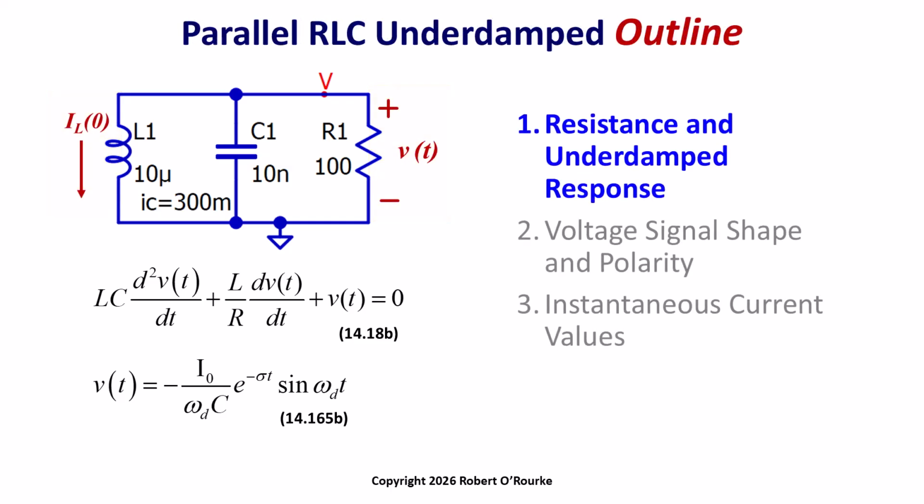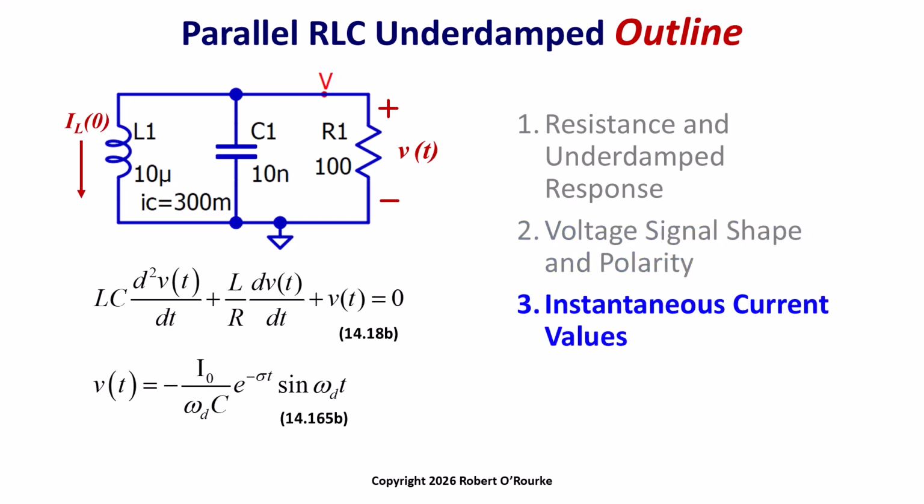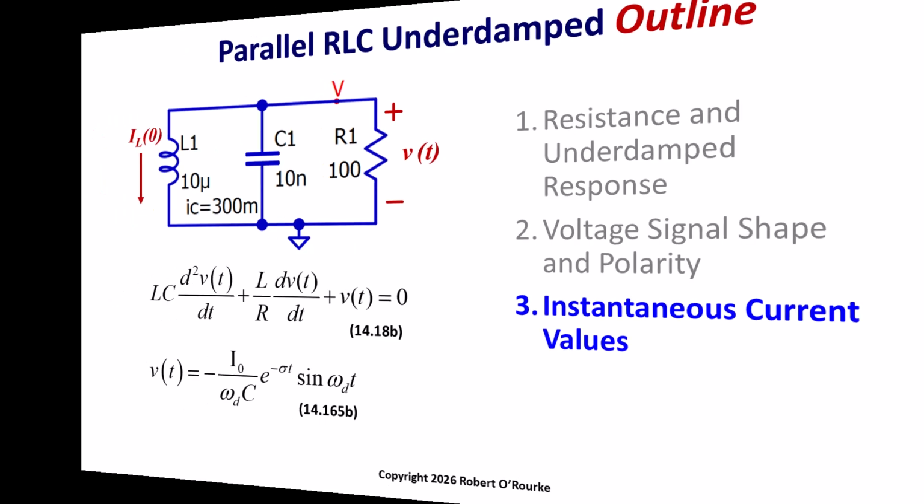We'll explore three topics in this video. First, does a higher resistance value damp the circuit more or less? And how does the answer make sense intuitively? Second, looking at the voltage equation 14.165b, what do we expect the voltage signal shape and polarity to look like? Third, what do we expect the capacitor and resistor instantaneous current values to be at time 0 and why?